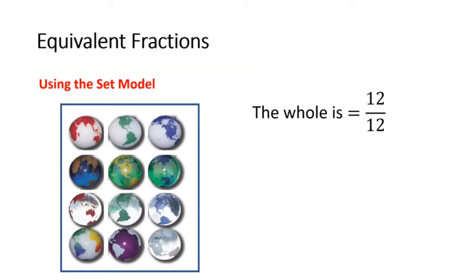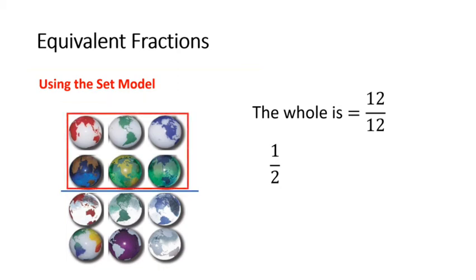The whole therefore is 12. But what if I were to divide this set into 2 equal parts so that each part would have 6? We can see this is equivalent to a half, and a half is also equivalent to 1, 2, 3, 4, 5, 6 marbles out of a total of 12. So we can say a half is the same as saying 6/12.